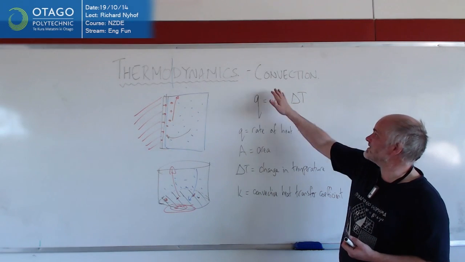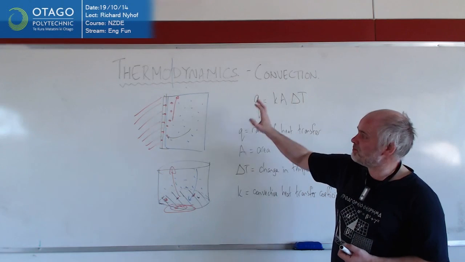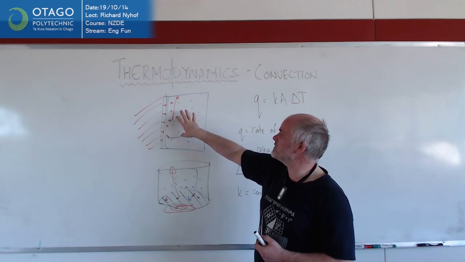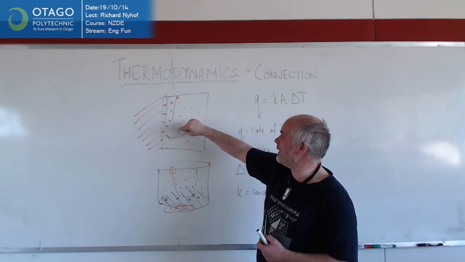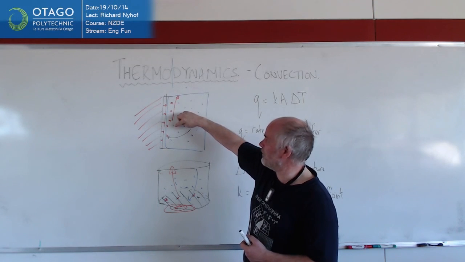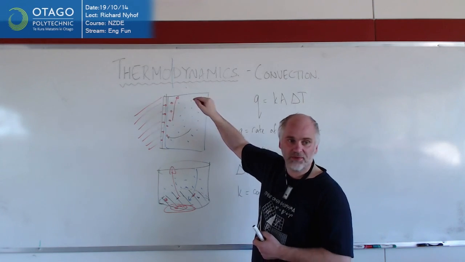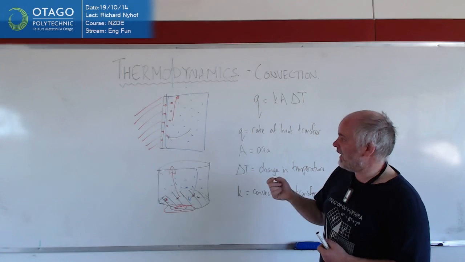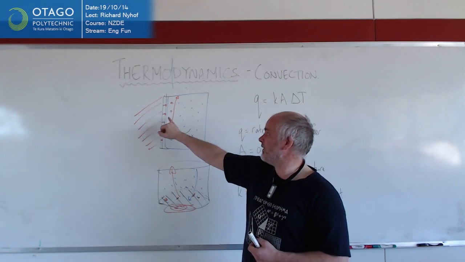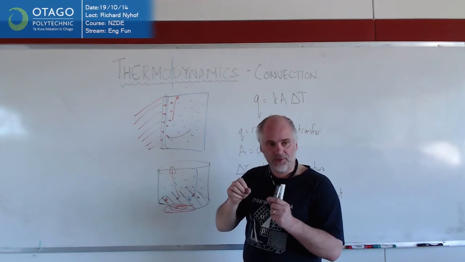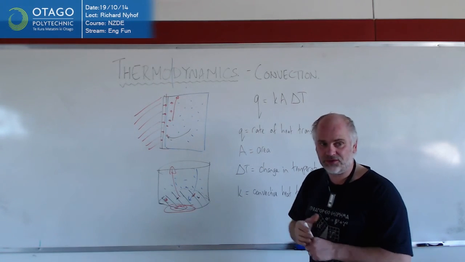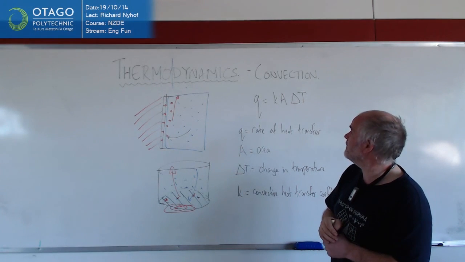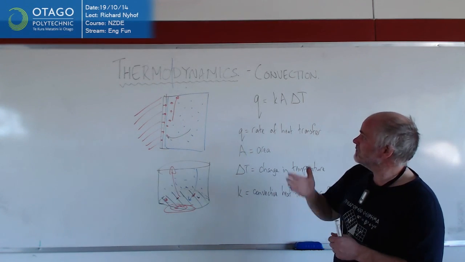But the key thing is that for convection, you must have molecules which are free to move. So the heat is transferred by the molecules actually moving and taking that heat away with them. Unlike in conduction, where the molecules stay put, but they pass the energy from one to the other. It's the key difference between convection and conduction. Okay? Convection.